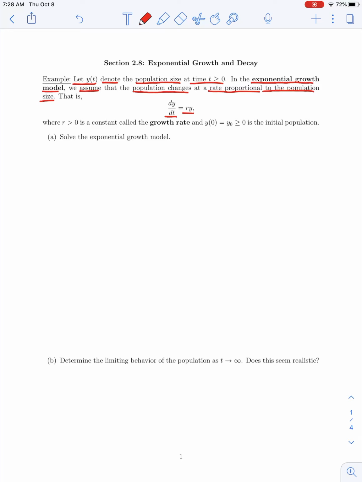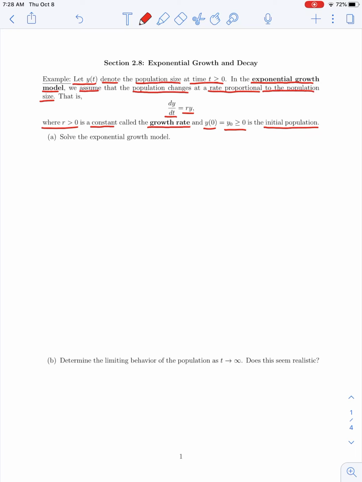So the rate at which the population size changes is directly proportional to the population size itself, where r is some positive constant called the growth rate, or sometimes intrinsic growth rate, of the population. And we have some initial condition, y at time 0 is a known value, y naught, which represents the initial population size.